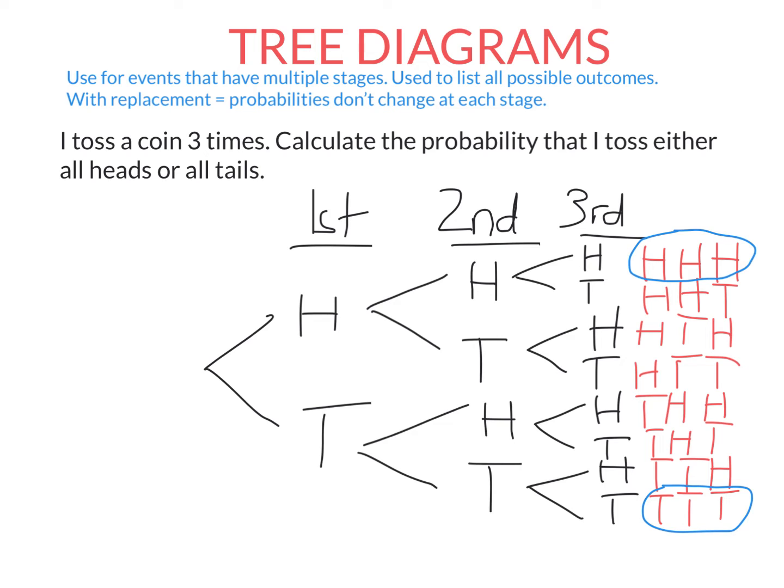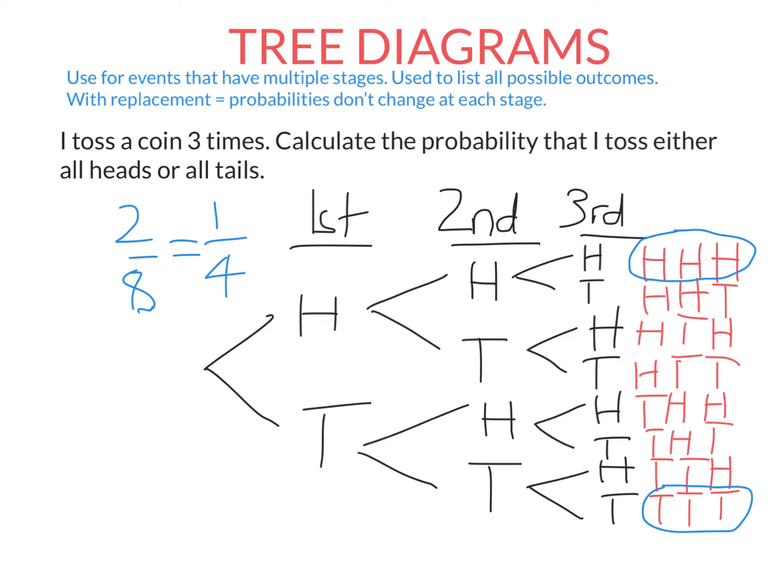So we've been able to make this much easier. We see there are 8 equally likely outcomes. 2 of them are all heads or all tails. So the probability I toss all heads or all tails is 2/8. And remember, if you're giving a fraction, make sure it's simplified.